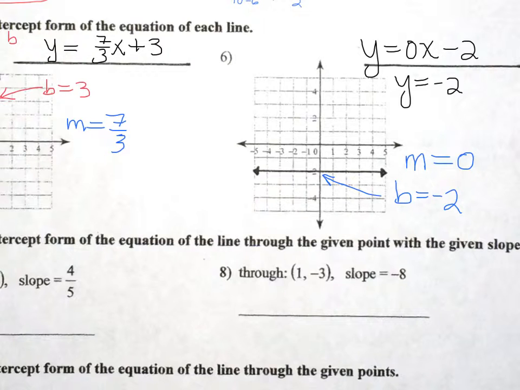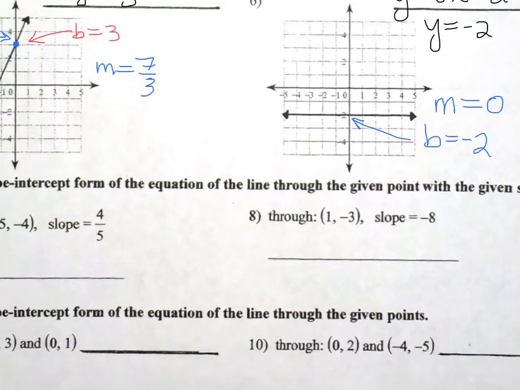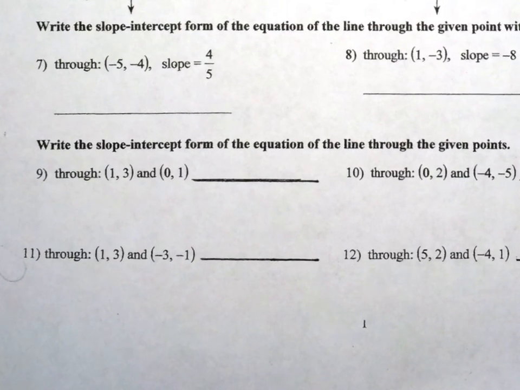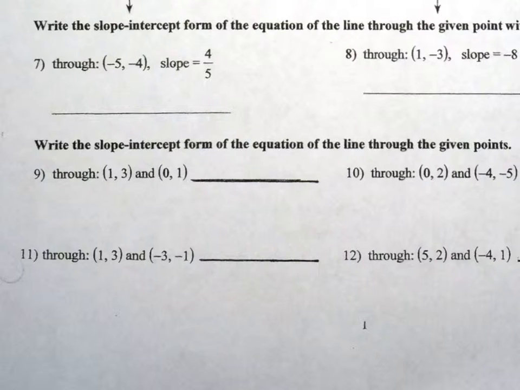You just put y equals, not x, because x goes up and down. That's a vertical line. It has to be y equals, because it passes through the y-axis, and that's negative 2. Yes. Okay, number 7. In number 7, it says write the equation in slope-intercept form.